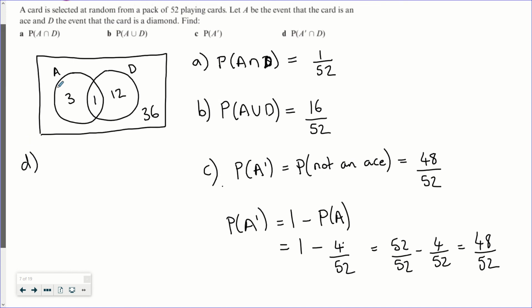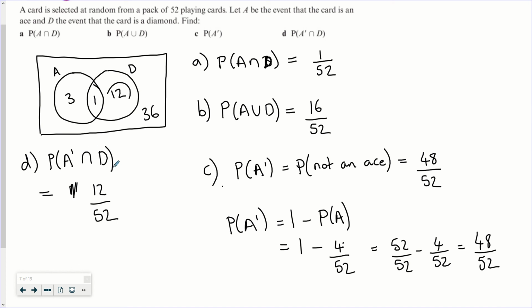And then for part D, we're asked for the probability of not A happening, so A not happening, and we want D to happen. So this means that we're going to pick a card that's not an ace, but also it's a diamond. So we can look at the Venn diagram to help us out here. Not A are the categories that are outside of the A circle, so that we're left with these two categories. But we also want it to be a diamond. So not an ace and also a diamond must mean that we're picking one of these 12 cards here. So it's 12/52. Equivalently, you could think about that as picking a diamond that's not an ace, and there's 12 diamonds that aren't an ace.